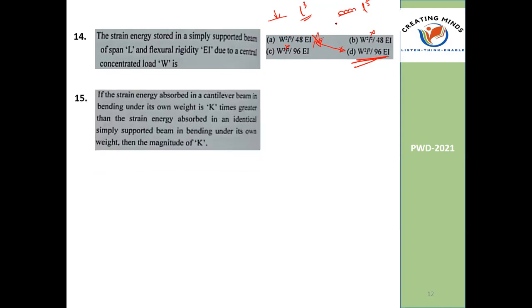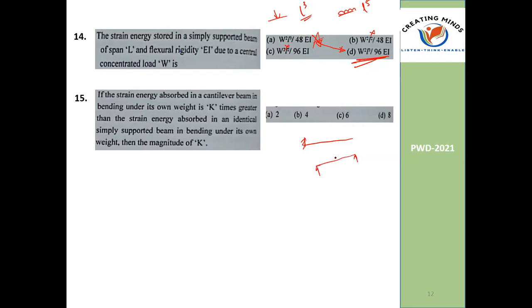Okay, see, if the strain energy absorbed in a cantilever beam in bending, its own weight, is k times greater than the strain energy absorbed in an identical simply supported beam in bending, then what is the magnitude of k? See, this is also related to that equation only. Cantilever beam under bending is k times greater than strain energy due to simply supported beam.